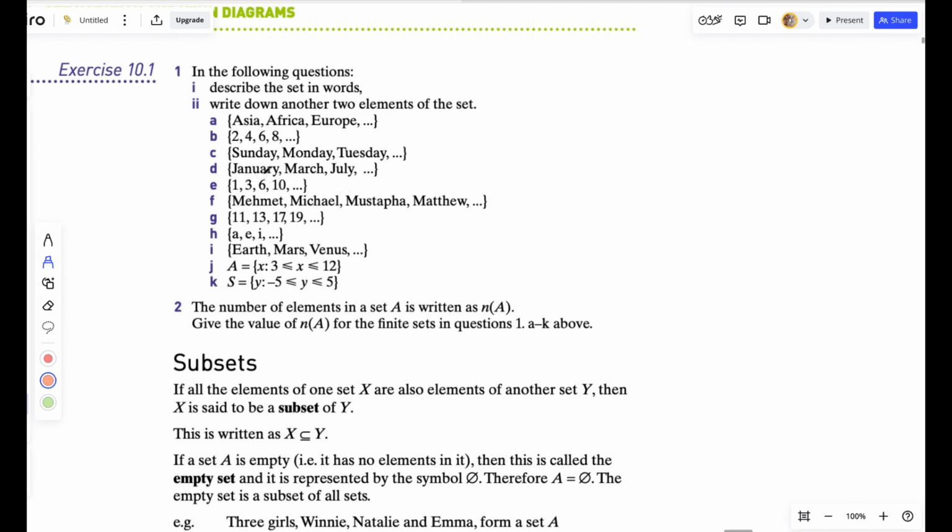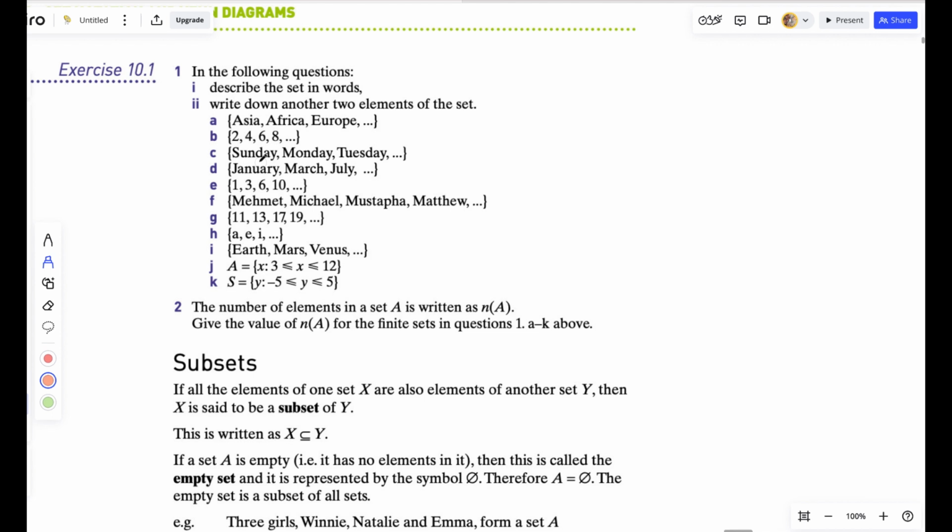So here, you're going to pause the video and you try your best to solve these questions. Like you see January, March, and July. These are months in a year. A set of months. Describe this set, months of the year. This is the description for this set. Write 2 more other elements. You can write August, December, any other 2 of the months that is not here.